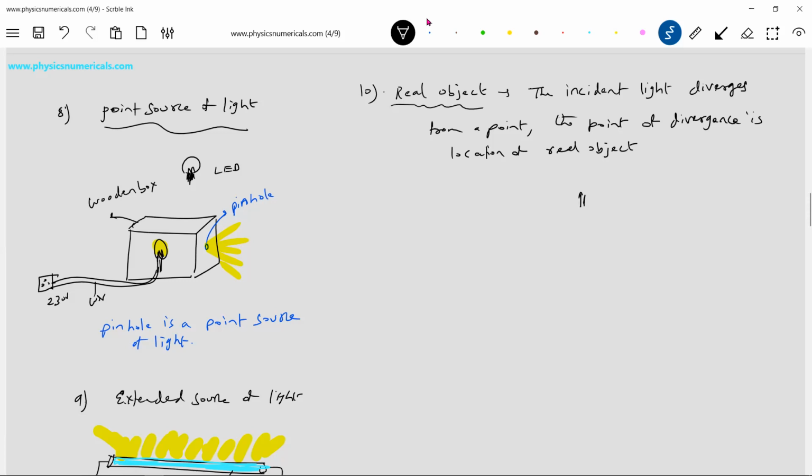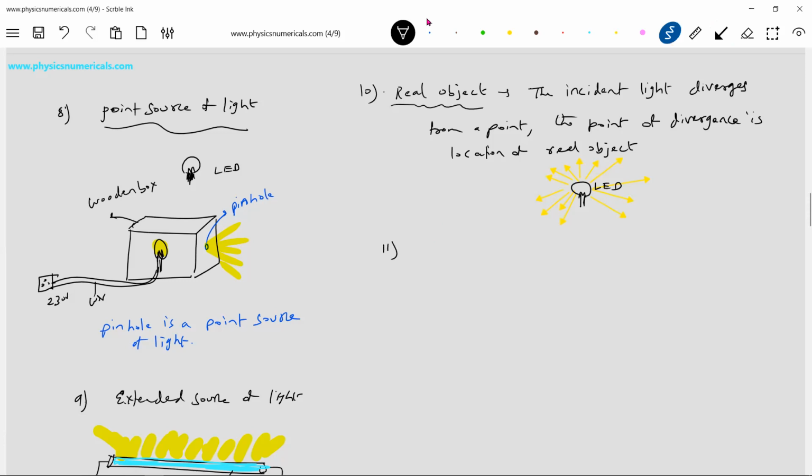When you take this small tiny LED bulb and switch it on, what will happen to the light? Look at the incident rays, they are diverging from a point. So that LED now becomes a real object. Of course, it's a source, but I'm calling it a real object here.